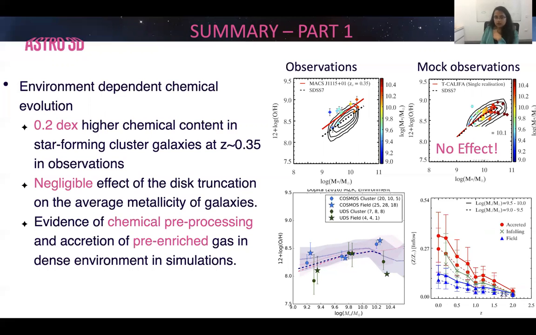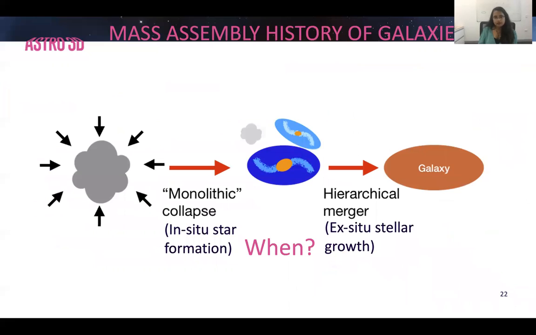So just to change gears, in the second half of this talk, what I'll be talking about is the mass assembly history of the galaxies, how galaxies assemble their mass. So right now we know that galaxies undergo this two-phased mass assembly. One, the initial collapse, basically the gas cloud initially collapses, and most of the stars that the galaxy is going to have are going to come from in situ star formation.